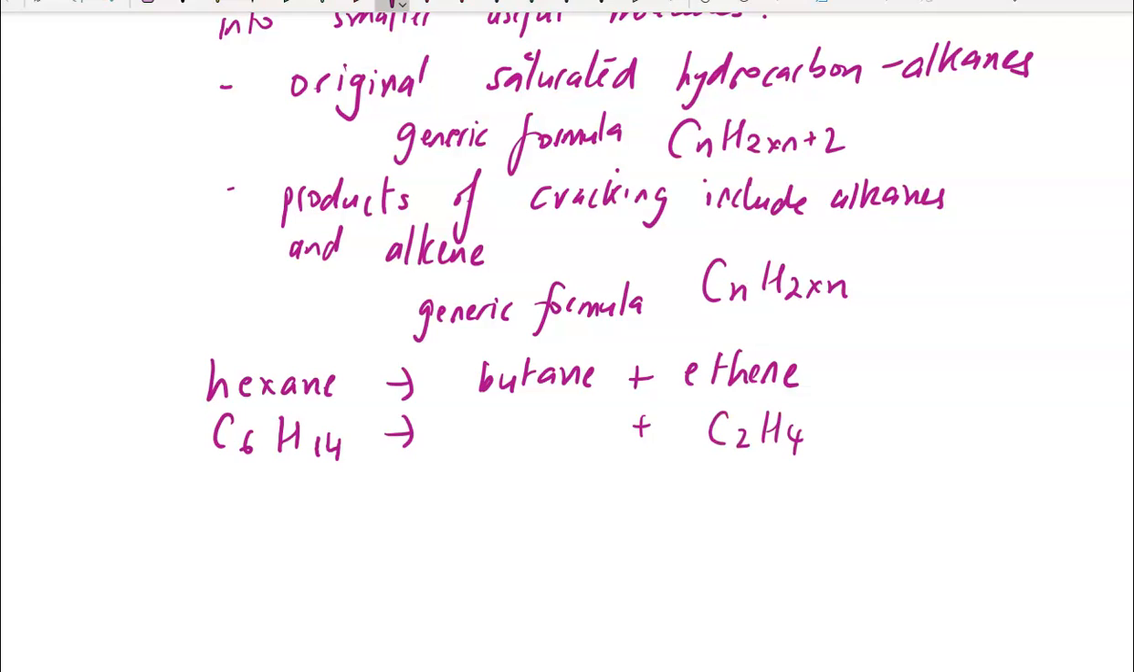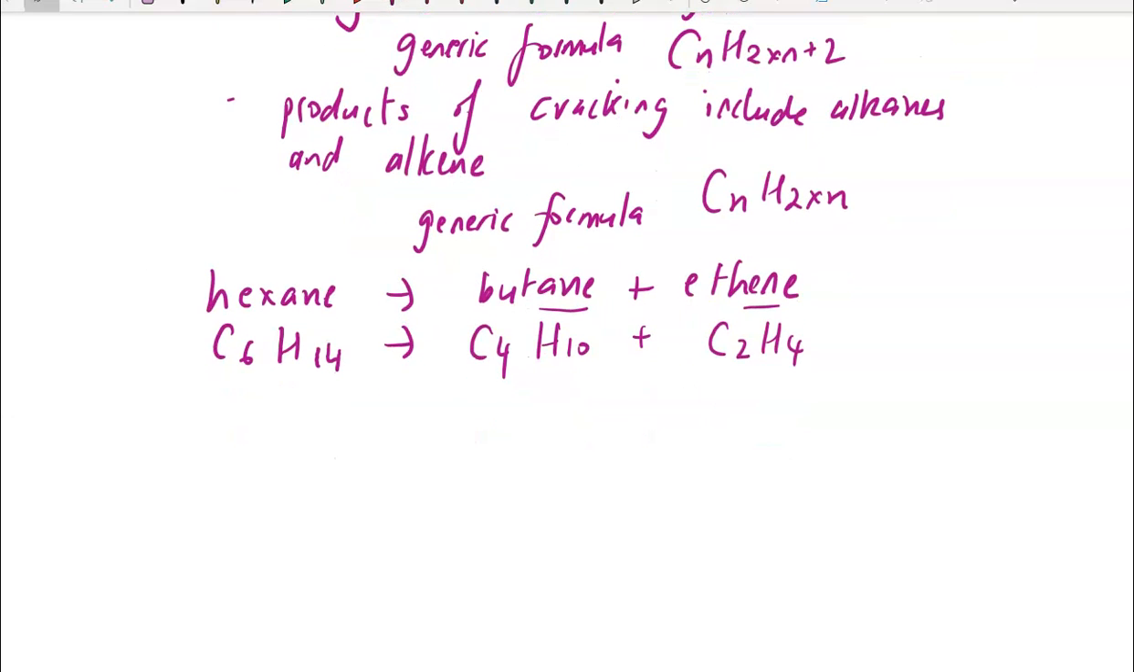Now, another thing they can do in the exam is they can leave the formula blank, and you need to figure out what the missing gap is, and all you need to do is then do C6 take away C2, that gives me a C4, and H14 take away 4 gives me H10. That's a typical exam question where they leave a blank for you to fill in. Now they can give you any formulas to break and crack, as long as you have an alkane and an alkene, then that's fine.